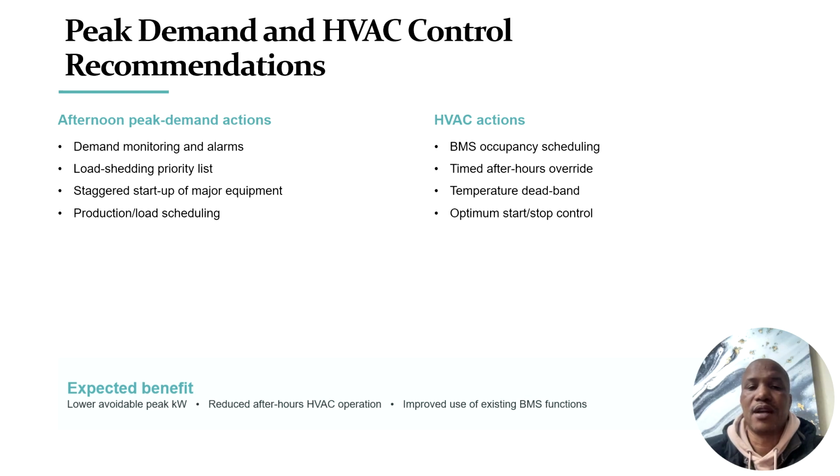High afternoon peak demand can increase electricity cost if total energy is unchanged. Demand monitoring and alarms can warn operators before the plant reaches a high peak. Staggered startups and load scheduling can prevent large loads from running at maximum demand at the same time. For HVAC, the existing BMS should be used to align operation with occupancy. Apply time overrides, use temperature deadbands, and avoid unnecessary startup or late operation.